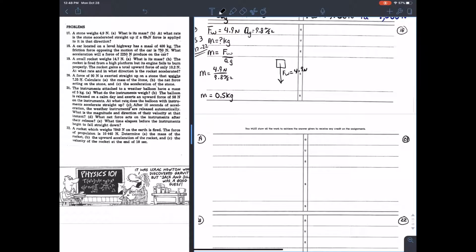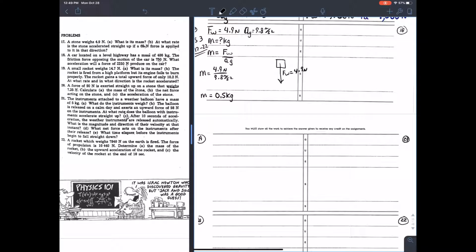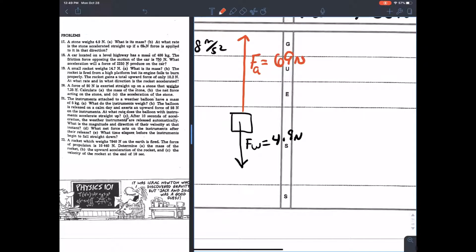It says part B, at what rate is the stone accelerated straight up if a 69 newton force is applied in that direction? All right, so if we're going to be throwing this stone upwards, then I need to apply an upward force acting on this. And that upward force, I'm going to put FA, that's our applied force, of 69 newtons. Now from these two pieces of information, you have the force acting upwards, and you have the weight acting downwards.